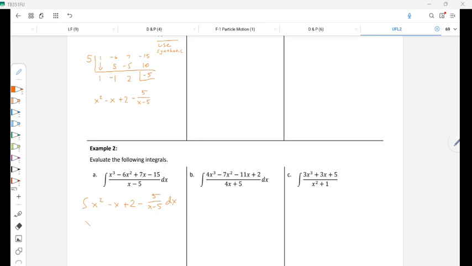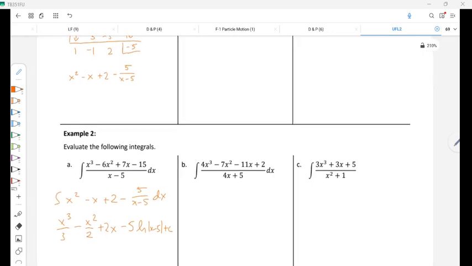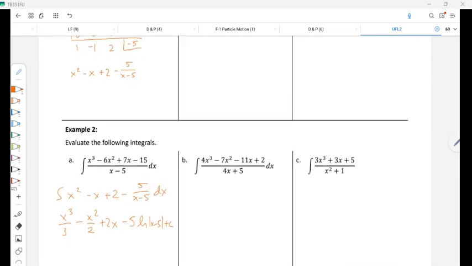And then I apply the power rule: x cubed over 3 minus x squared over 2 plus 2x minus 5 ln absolute value x minus 5 plus c. The only time it's ln is when your thing is being raised to the first power in the denominator. So you have no exponent, really. You don't see an exponent. But yeah. Make sense? Okay.